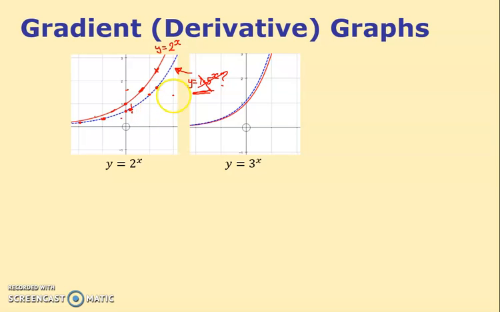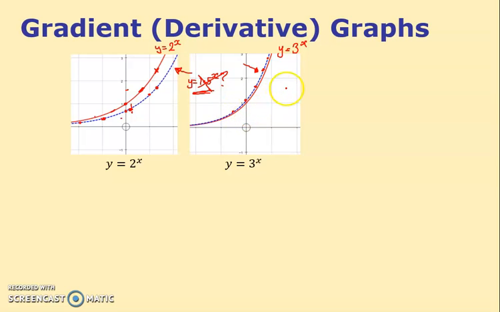This is y equals 3 to the x. So again, the red one is y equals 3 to the x. And when you draw its derivative graph, you can see actually it's very, very similar to the red graph. Its gradient at any point is a little bit too big.